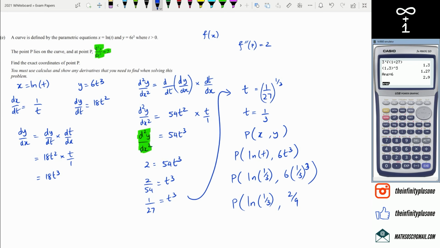So yeah, where were we? ln of 1/3 and 2/9. Yeah, apologies guys. I'm doing double duty today of keeping an eye on him and doing this, but it's working so far. Only 2 interruptions. 2/9. Cool.